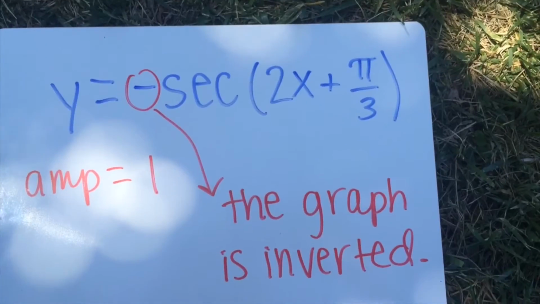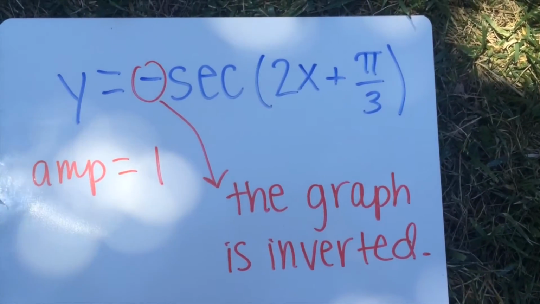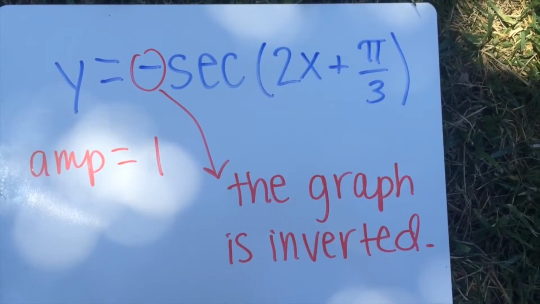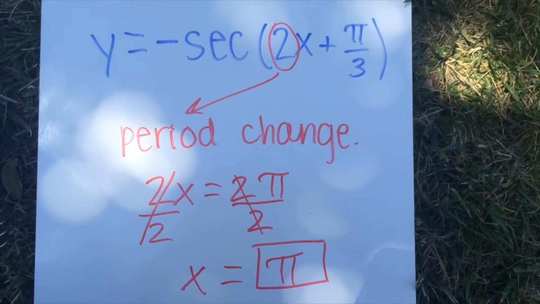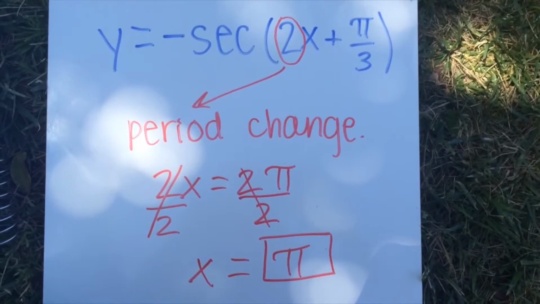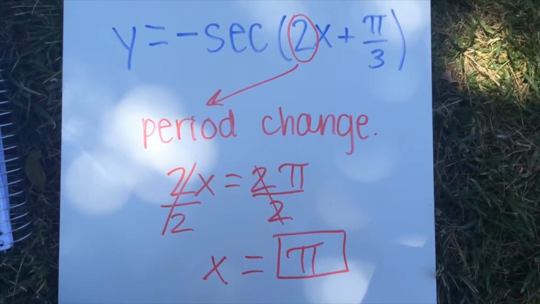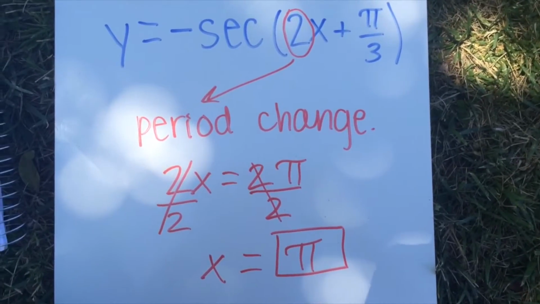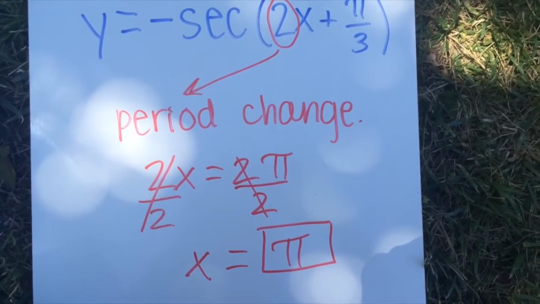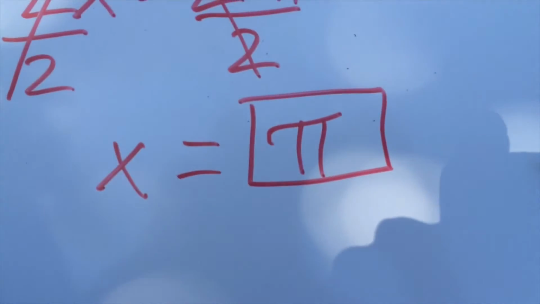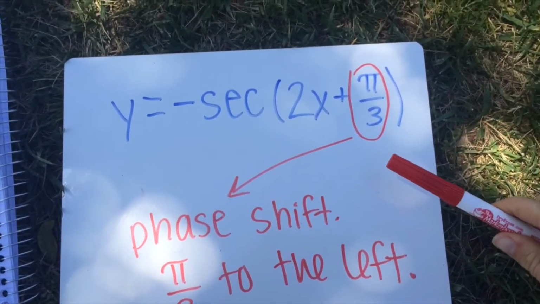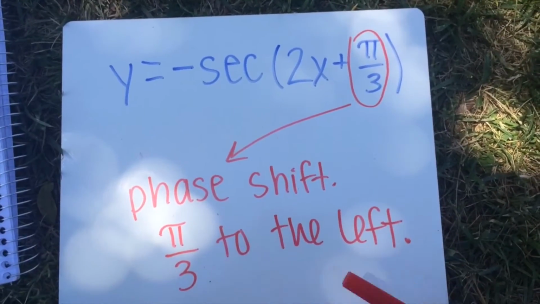Now let's look at our graph y equals negative secant 2x plus pi over 3. Because the amplitude is 1, but it's a negative 1, the graph will be inverted. The 2 in front of the x indicates that there will be a period change. To find the new period, simply set 2x equal to 2 pi, which is a period of a usual graph. Divide that out and you'll get x equals pi, which is the new period.